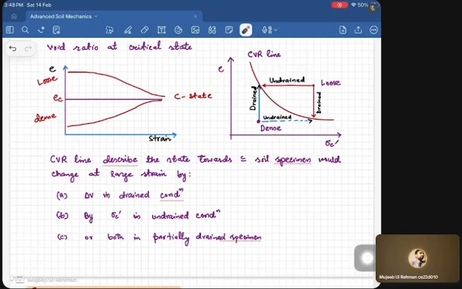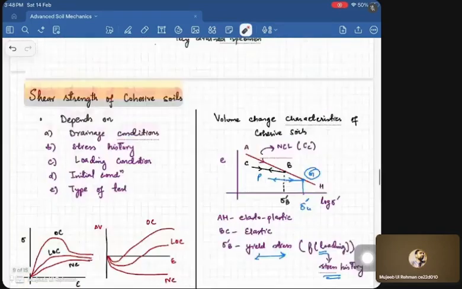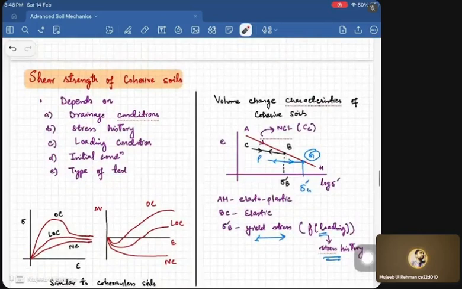The same is true for the undrained case. In the undrained, the dense soil can reach the critical state either by drained condition, which means that there is a volume change, or in the undrained condition it can reach the critical state by increasing the effective stresses, mean effective stress. After that, we went through the shear strength of cohesive soils. We discussed that the shear strength of cohesive soils depends on the drainage conditions, stress history, loading condition, initial condition, and type of the test.